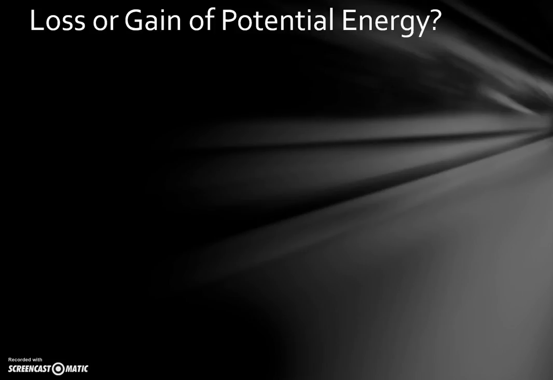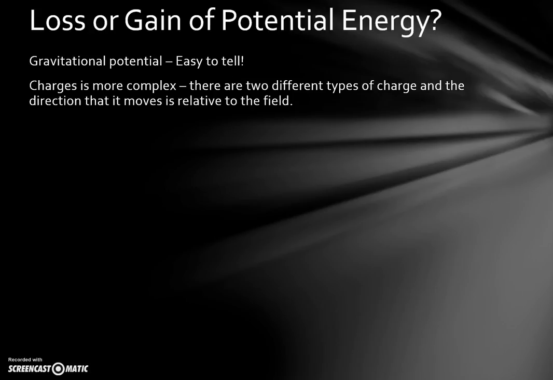Now, when we talk about gravitational potential energy, it's easy to tell if an object is going to gain or lose potential energy. If it starts up high, it's going to have a lot of potential energy. As it starts to fall to the surface of the Earth, it's going to lose that potential energy as it is converted into kinetic and it's moving. So it's quite easy to tell, if it's coming towards the Earth, it's going to be losing its potential energy. If it's moving away from the Earth or it's getting lifted, it's going to have more potential energy.